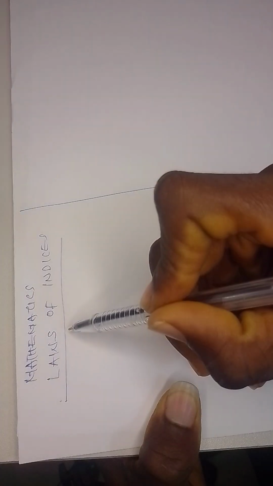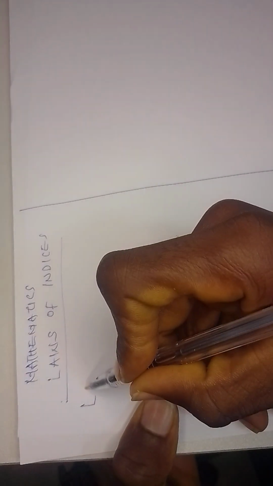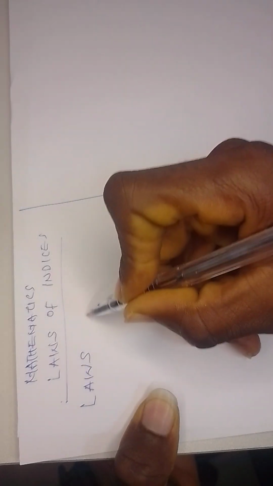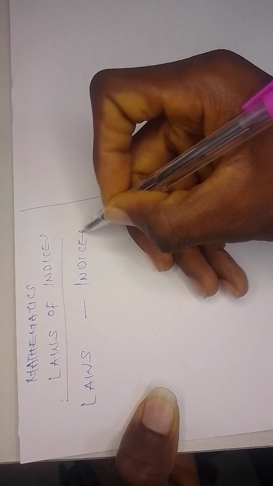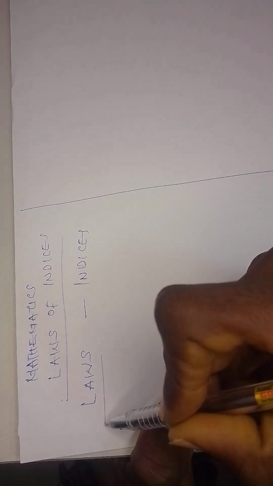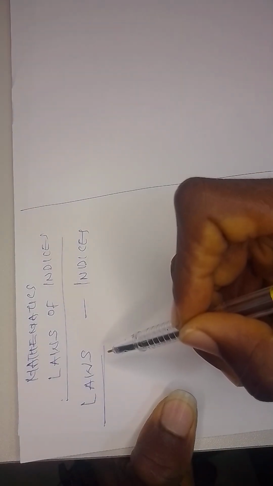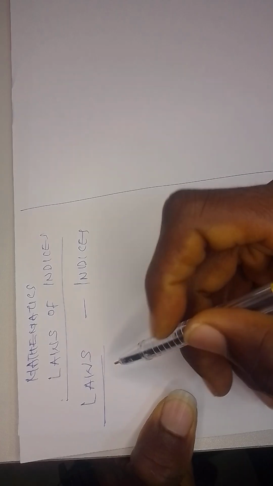We have laws and then we have indices. We have laws, that's one, and then we have indices, that's two. Prior to now, you already know what laws are. They are rules, they are regulations that need to be followed.